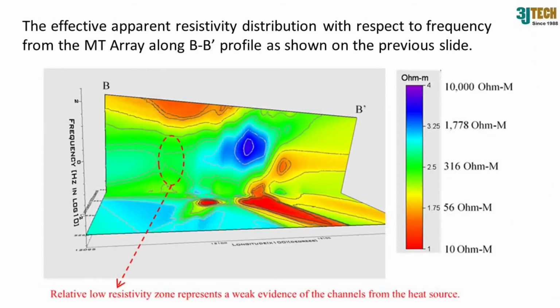This slide represents the effective apparent resistivity distribution with respect to frequency from the MT array along B to B' profile. The red zone on the upper left of the figure coincides with the location of hot spring reservoir at shallow depth. From the current data, the heat source seems to be very deep and the evidence for the channels between the heat sources and the shallow hot spring reservoir is very weak. More MT survey is suggested and the induction vector could be applied to delineate the channels between the heat source and the shallow hot spring reservoir.